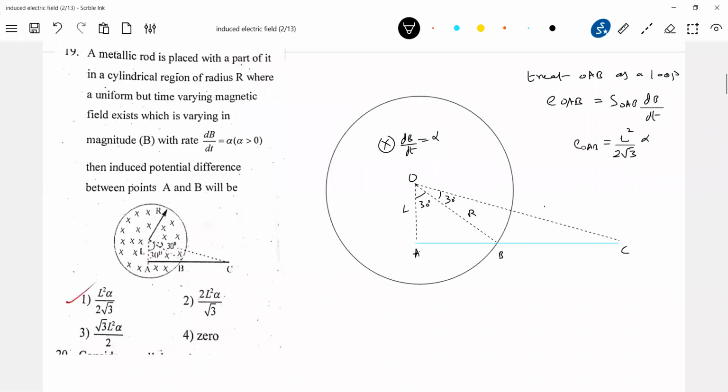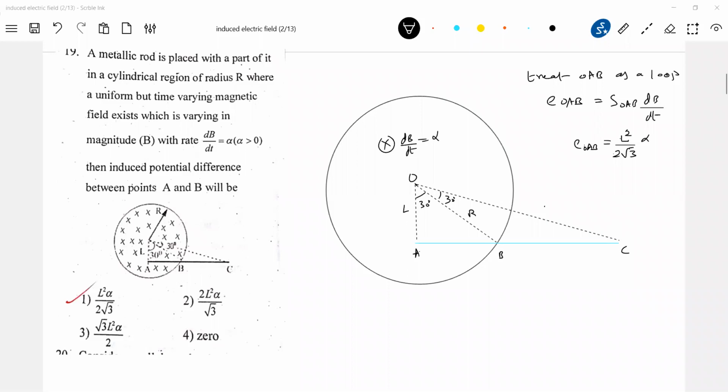EOAB, you write it. And then again, what should we do? We should find out the EMF induced in each side. Then I'll get the EAB. I think there's this logic, no? What we tried in the previous problem. Okay, let's look at the diagram now. How will E bar be?